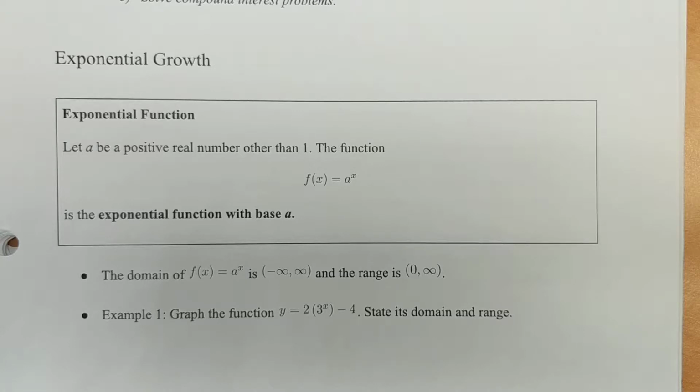So an exponential function has this form: f of x is equal to a to the xth power, where a is a positive real number that's not 1, because if it is 1, then the equation just equals 1 forever, because 1 to any power is 1. The a is referred to as the base.